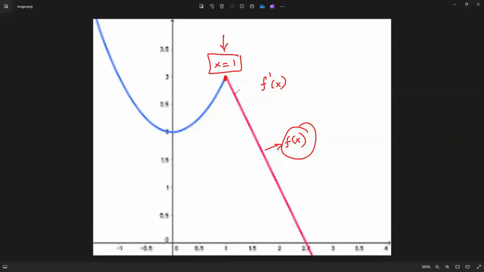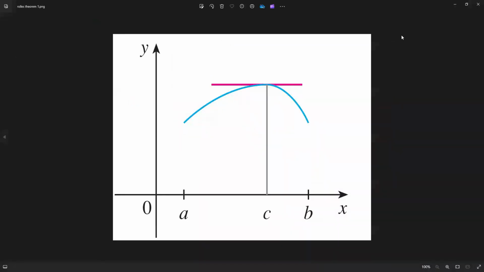So f of x is not differentiable. I mean, the given graph is not differentiable at x is equal to 1. So for any graph, if I want to check if it is differentiable or not, I have to see whether there is any sharp corner in the given graph. Okay, now let's go to our original graph. Here in our graph, there is no sharp corner like what we have discussed in the previous graph.